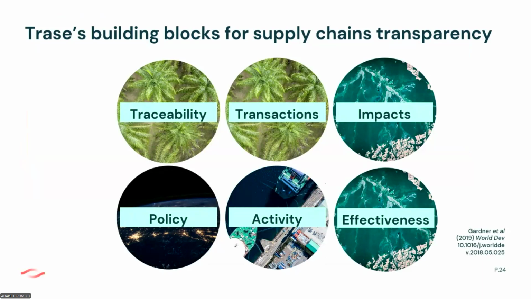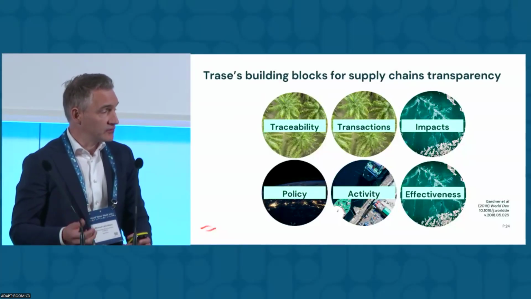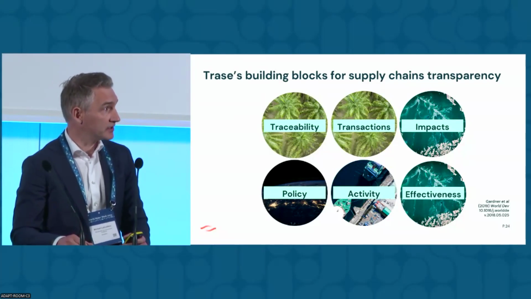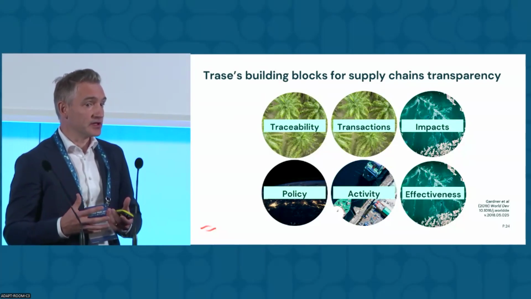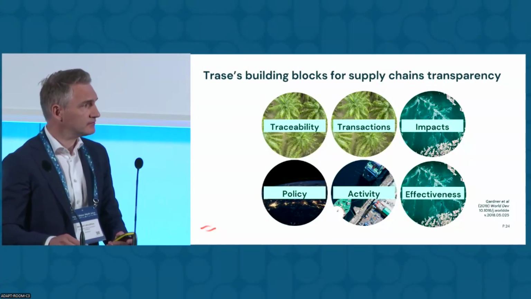And the first learning lesson, I guess we could say, is that transparency is not just about traceability. It's about quite a few building blocks, pieces of information, data sets that need to be connected. We need information on traceability, of course, but also information on transactions and impacts. But all of this needs to be anchored in policy, linked to activity reporting and also ways of measuring the effectiveness of these policies. It's not about traceability for traceability's sake or transparency for transparency's sake. What we are looking for is really positive change on the ground.